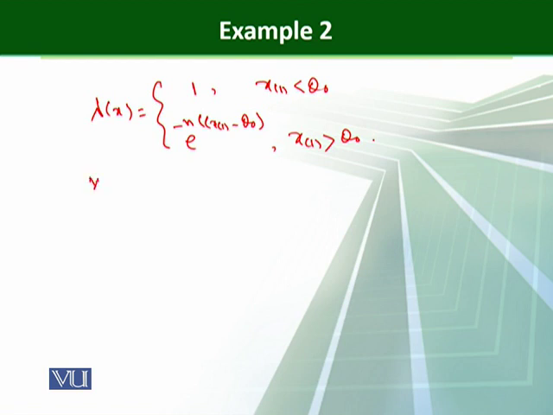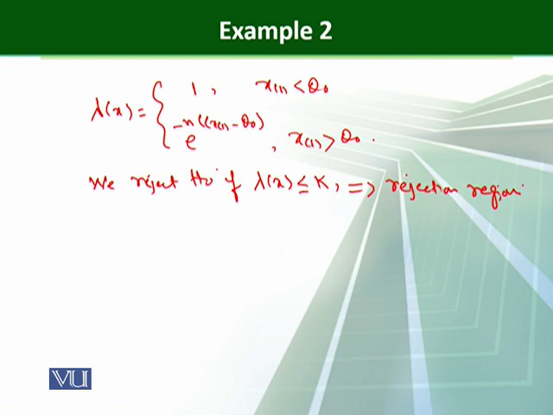So we reject H naught if lambda x is less than or equal to k, and this implies that the rejection region is x, where x1 is greater than or equal to theta naught minus log of k over n. So note that the rejection region depends on the sample only through the sufficient statistic x1 in this case. So that is the rejection region.